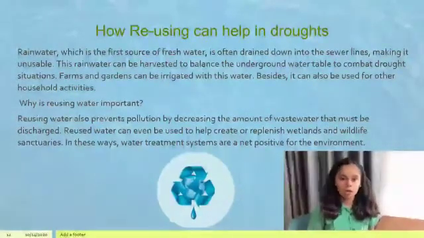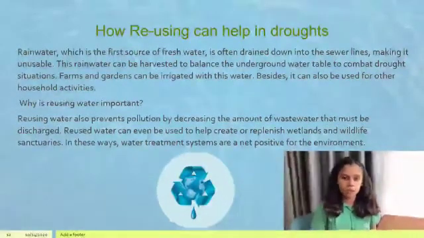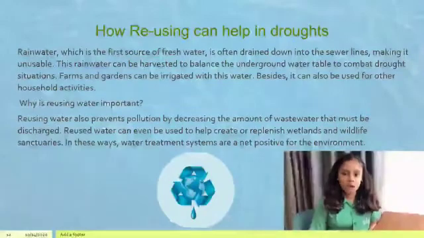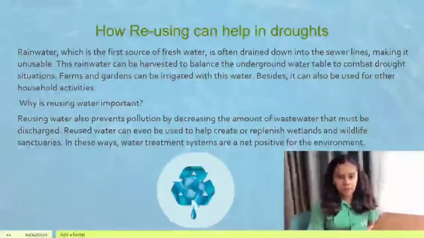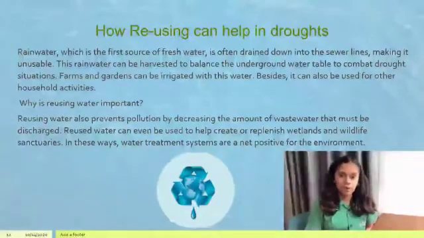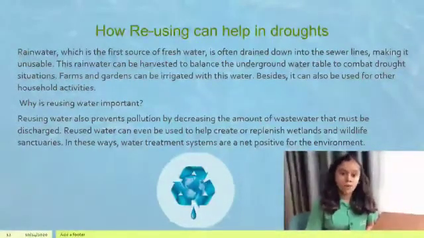We can use water for household activities, washing of cars, irrigation, and rainwater harvesting. Recycling of water prevents pollution. This decreases the amount of wastewater. Reused water can be used to replenish wetlands and wildlife sanctuaries. This means water treatment systems are useful for the environment.